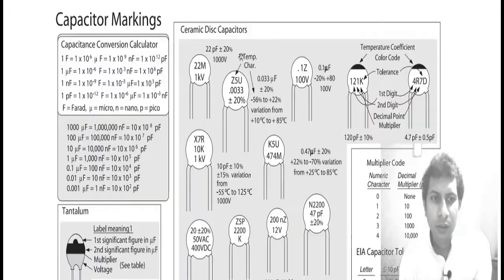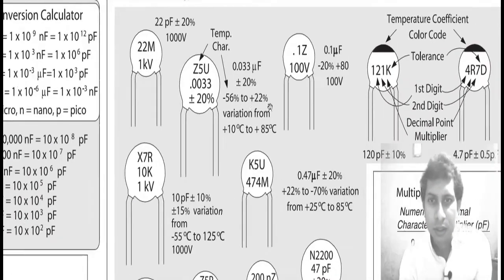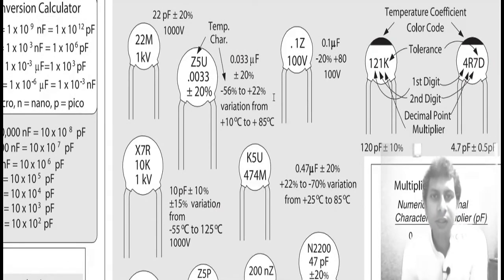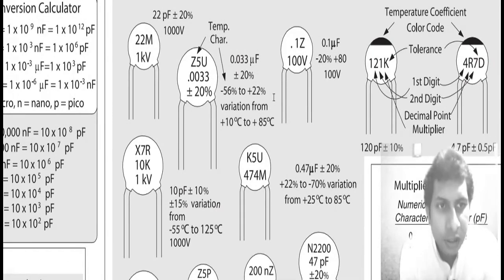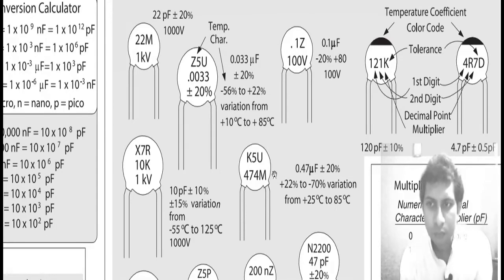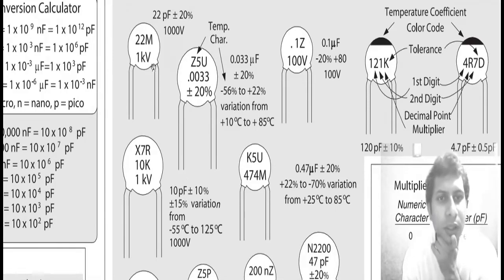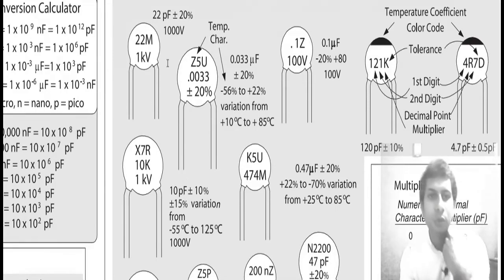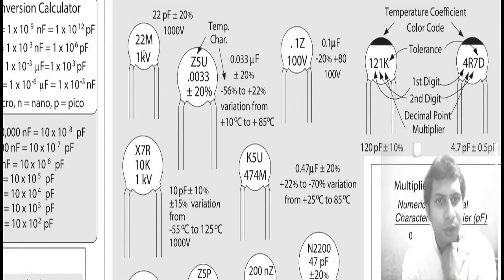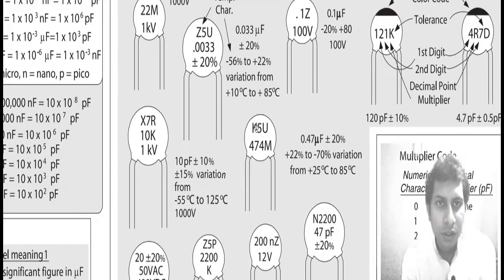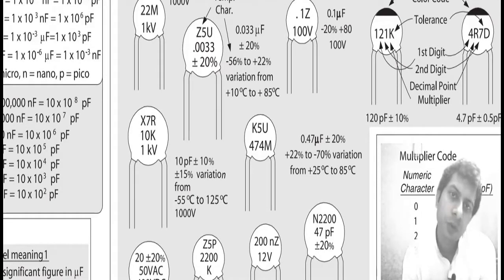Okay, so in ceramic and disc capacitors, suppose it is written like this: 22M 1 kV, right? So what does this mean? The 22 represents 22. These are 2 digits, and it is generally written in terms of picofarad.